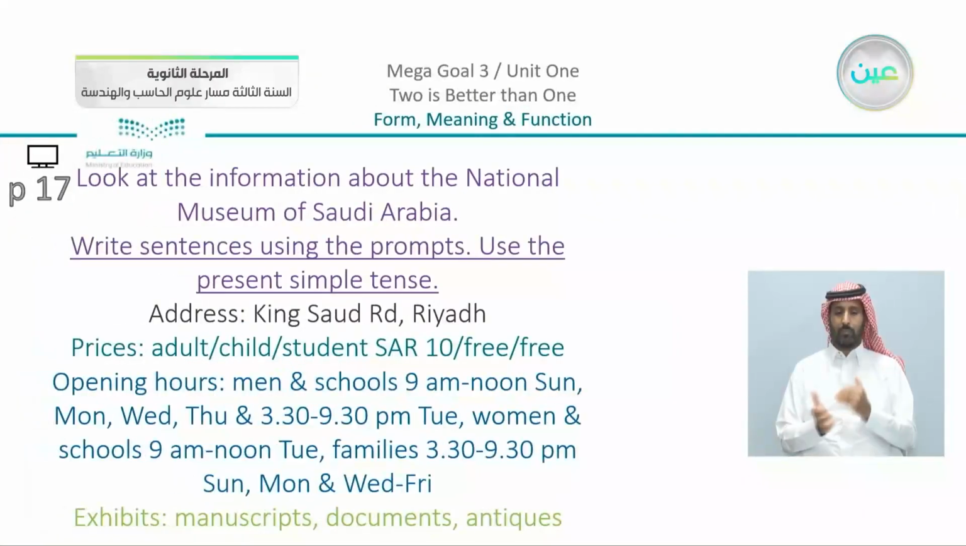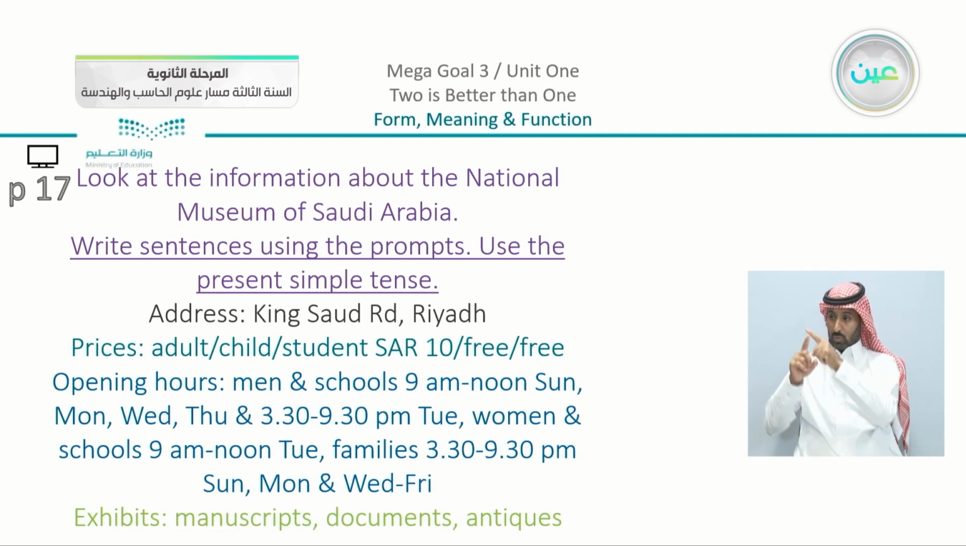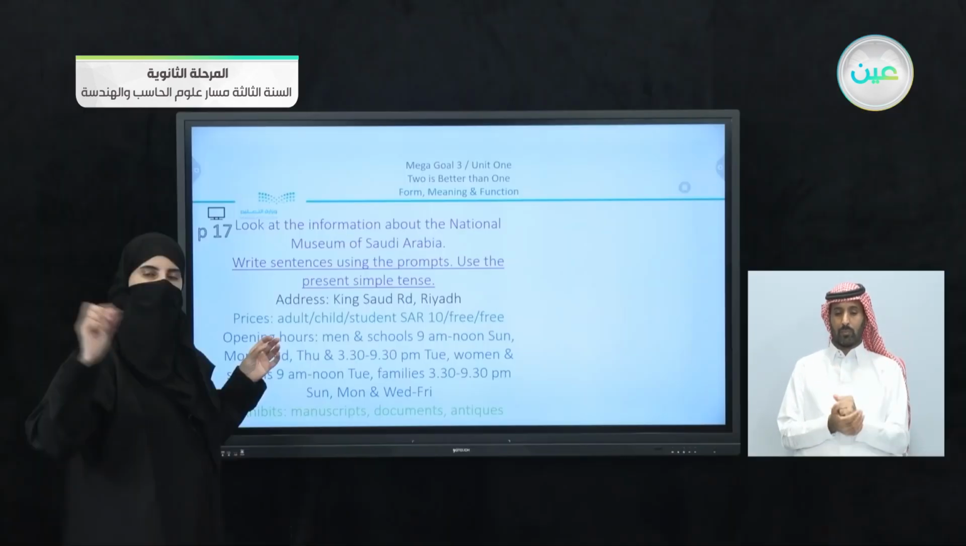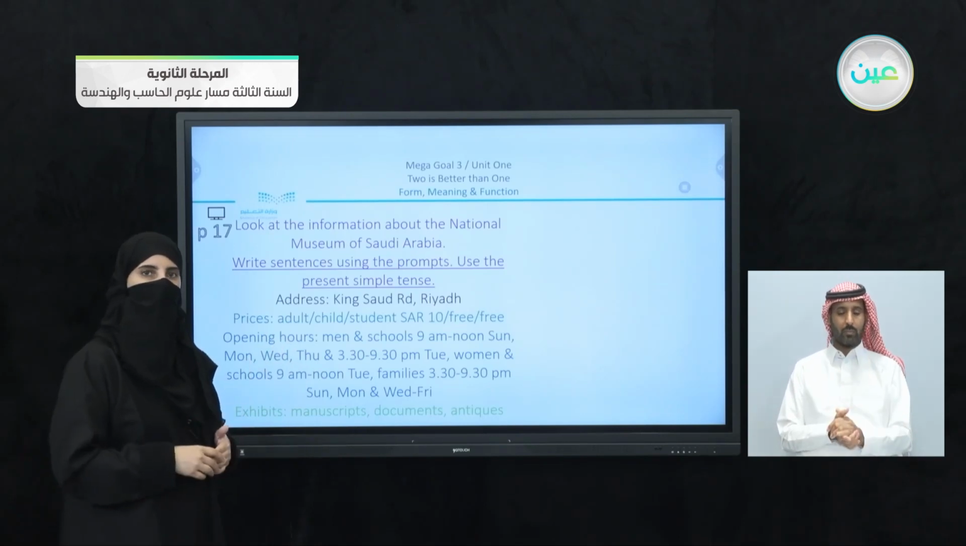We have the second exercise, which is on page number 17. Look at the information about the National Museum of Saudi Arabia. Write sentences using the prompts. Use the present simple tense. And you have examples. And of course, there are details to use in your examples.